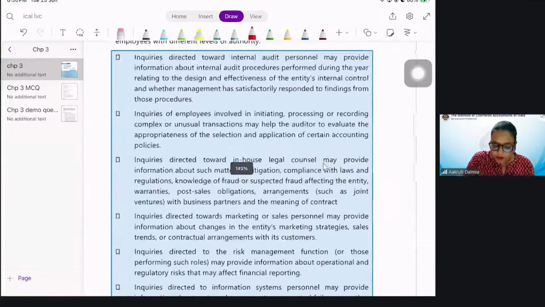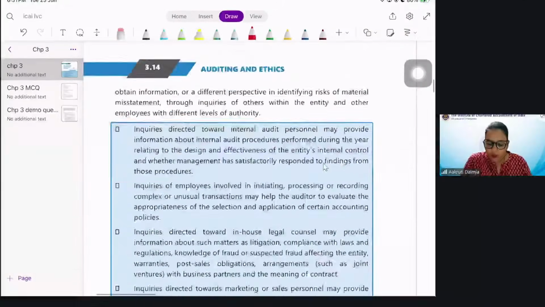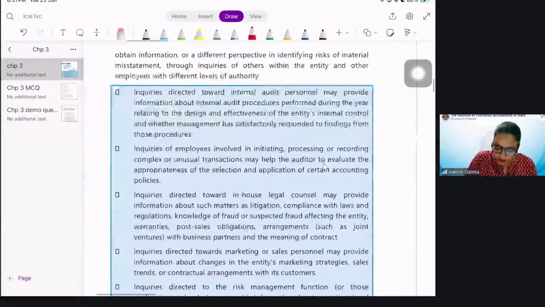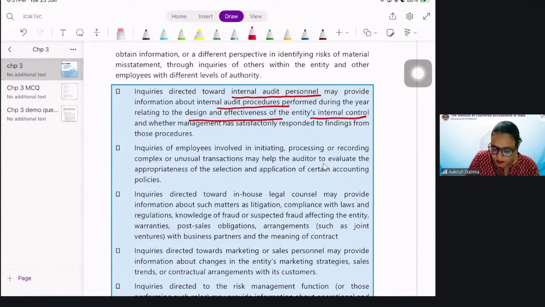So, simple answer. Inquiries can be asked to others within the entity, inquiries towards internal audit personnel, which provide information about internal audit procedure, design and effectiveness of the entity's controls. Management has satisfactorily responded to those procedures. You keep finding the problems, but does management respond and take you seriously or not.